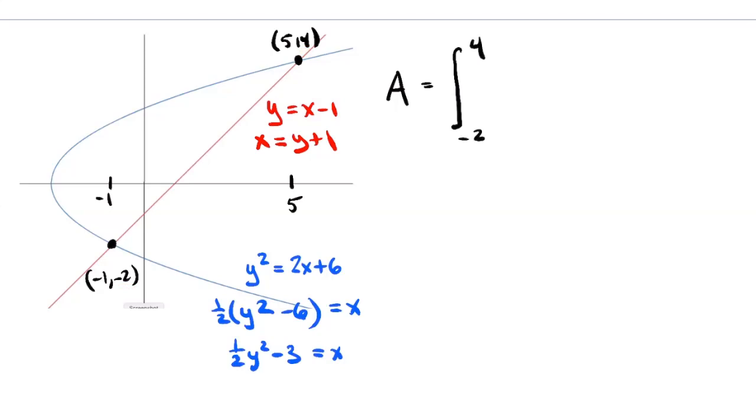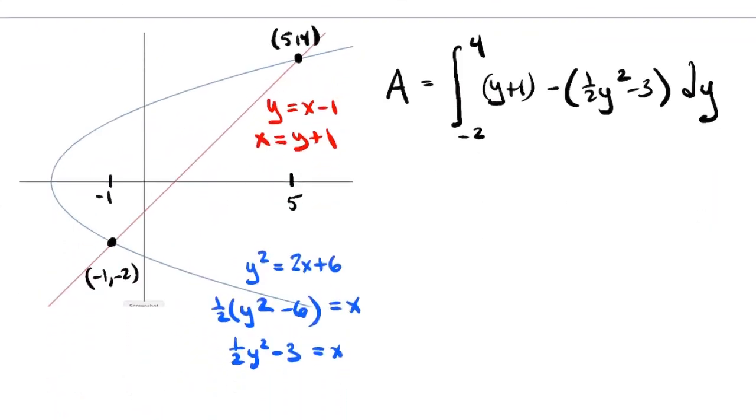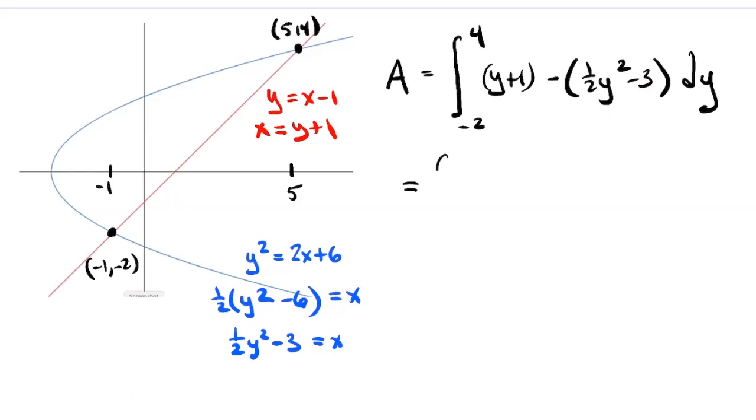What function's on top? Remember, to the right with respect to x, that's our y plus 1. Subtract the thing that's on the bottom. That's our 1/2 y squared minus 3. And we're integrating that, quote unquote, dy. That's our variable of integration this time. We've looked at the problem kind of vertically, if you like.